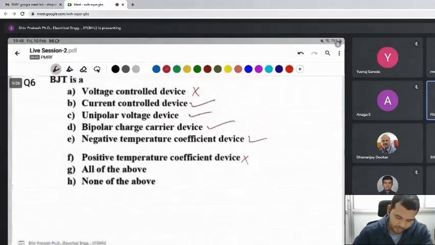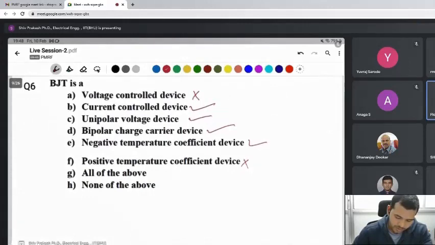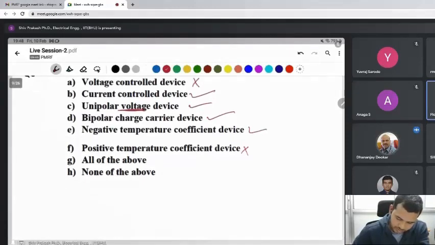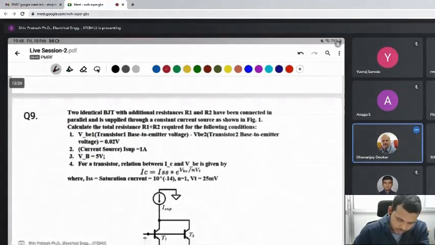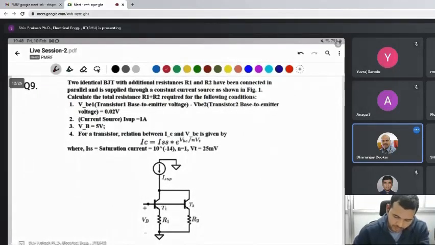A BJT is a unipolar voltage device. Unipolar voltage means you can apply only positive voltage. You cannot apply negative voltage. For question number 6, a BJT is a unipolar voltage device, meaning positive only, not a junction voltage. So we can apply positive voltage only, sir. We don't apply negative voltage to the BJT. It's not possible.